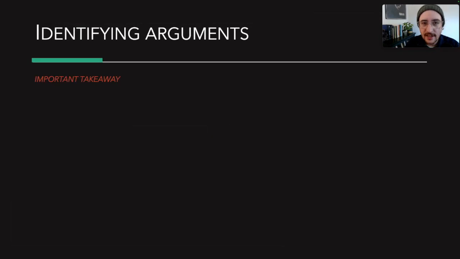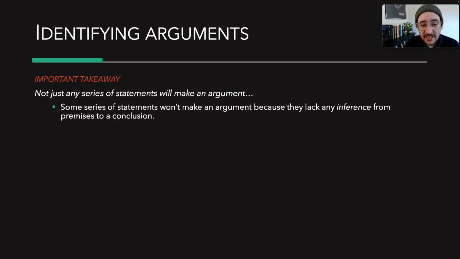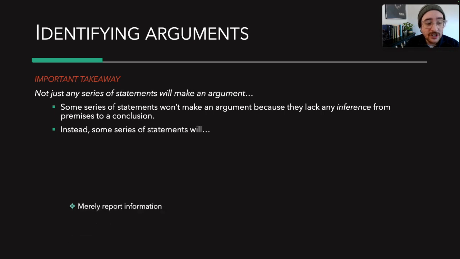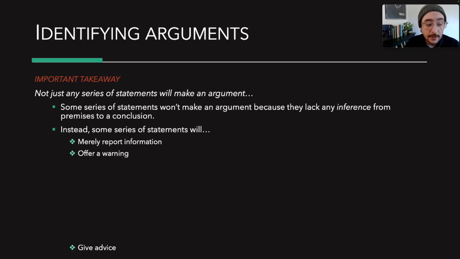So let's revisit this idea that not just any series of statements makes an argument. Some series of statements don't make an argument because they lack any inference from premises to a conclusion. Instead, some series are just going to give you a report of information. Some series might try to give you a warning. Some might try to give you advice. Some might try to offer an explanation. So when you read a passage, you shouldn't just assume that there's an argument being made. You need to check whether or not any of these statements are attempting to provide support, whether there's any inference from premises to conclusion expressed by that passage.